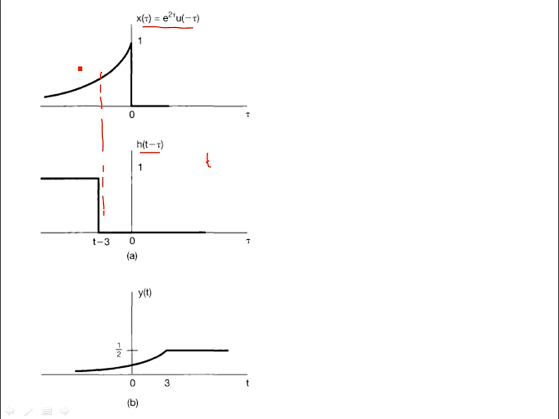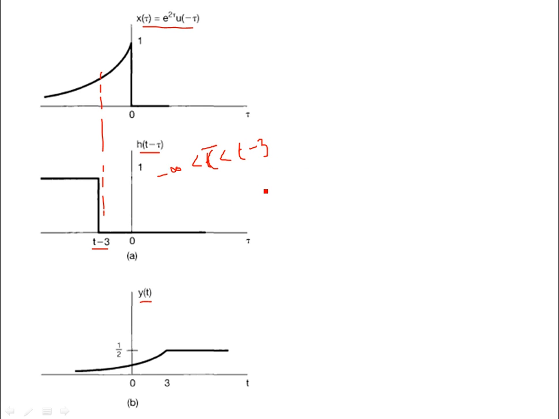This is the area of integration. Okay, so if you multiply over here x(τ)h(t−τ), you have a non-zero area. So therefore the output is non-zero. But if you keep on shifting this, up until this point, you have to consider the range of τ from minus infinity up until t minus 3. Okay, up until t minus 3.